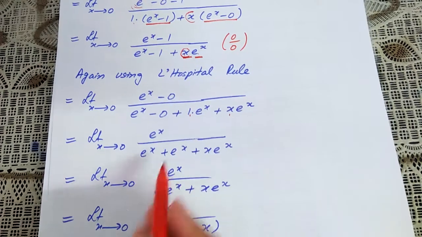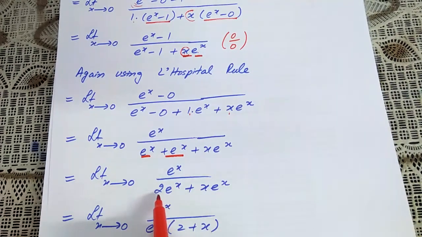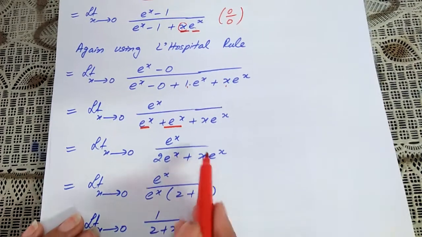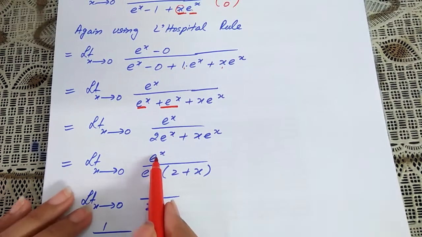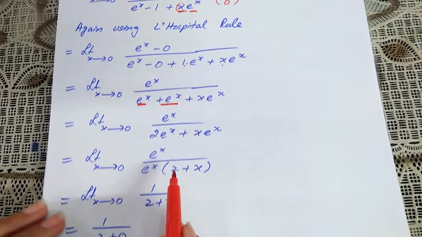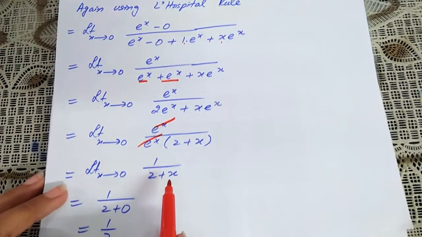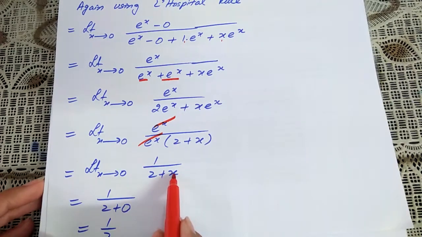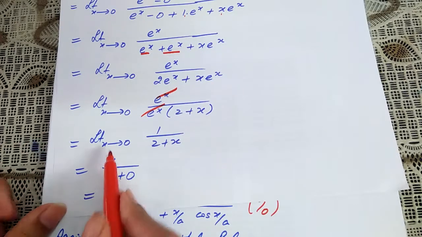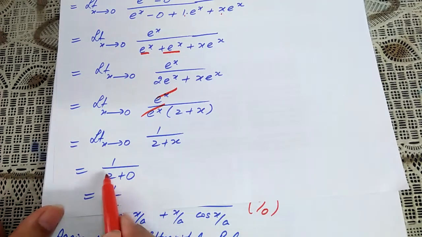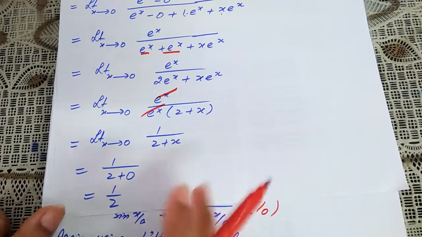Simplify all these terms. We will get e raised to power x plus e raised to power x as 2 e raised to power x plus x e raised to power x. Take e raised to power x as common and just cancel it with each other. We will get 1 over 2 plus x. Put the limit here, we will get 1 over 2 plus 0, that is 1 by 2.